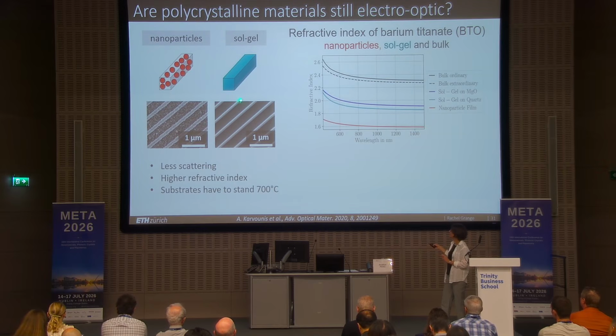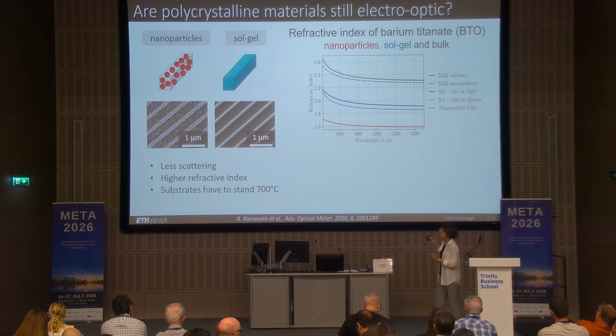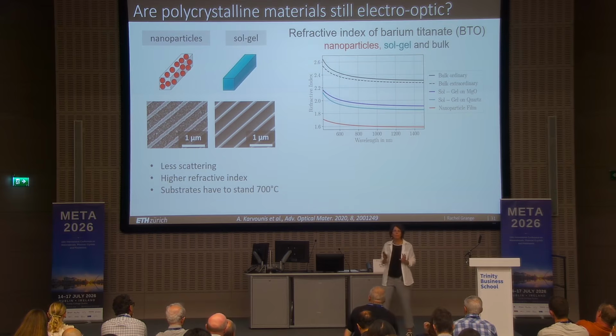Okay, so now we know that we can have nanoparticle structuring, sol gel structuring. The sol gel advantage is that we have very smooth structures, very little scattering. We also have higher refractive indices, because when you look at the refractive index of assembled nanoparticle films, it's below 1.8. When you look at sol gel material, it's close to 2. And when you look at the bulk material, it's 2.4. But 2 is good enough to have good confinement of light.